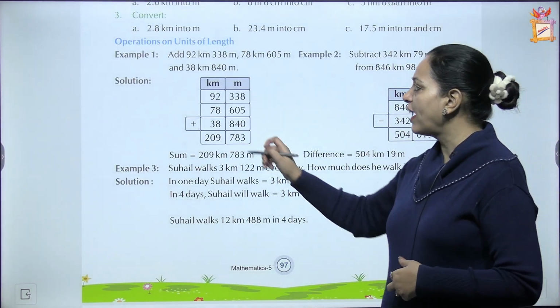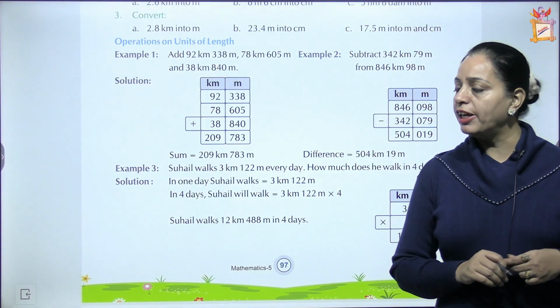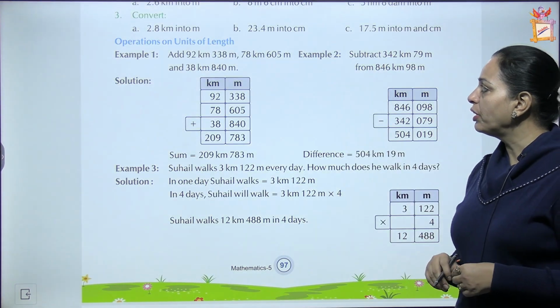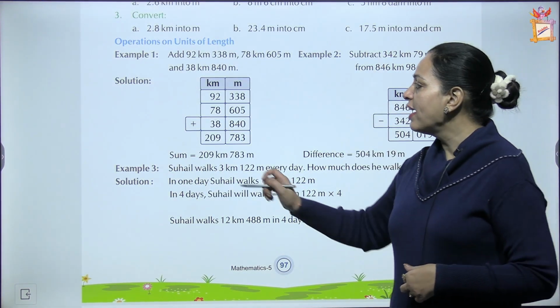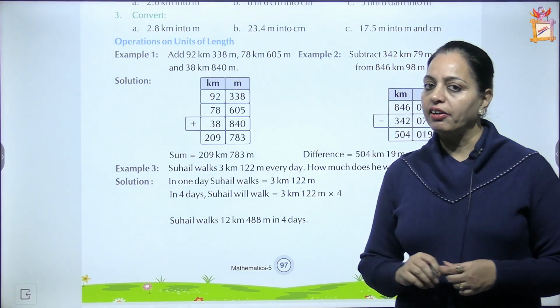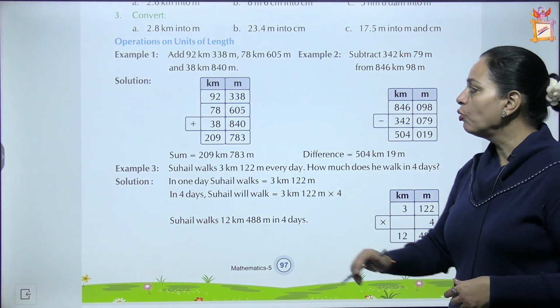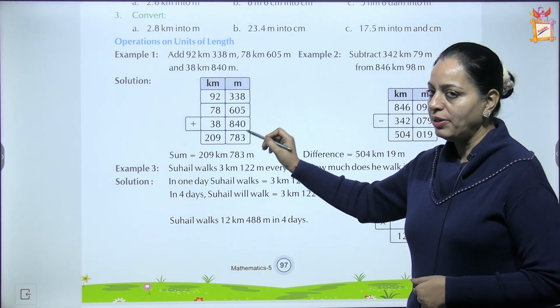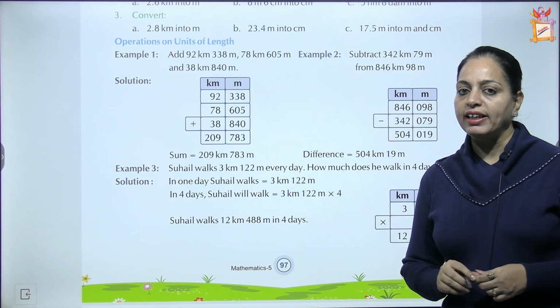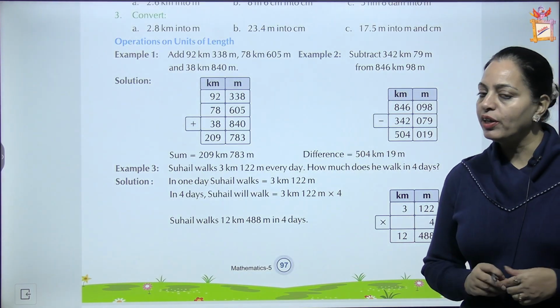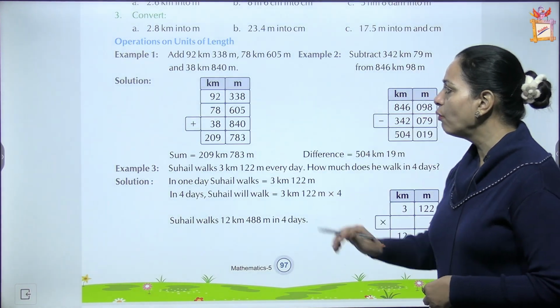Now, operations on units of length. Example 1: add 92 kilometer 338 meter, 78 kilometer 605 meter, and 38 kilometer 840 meter. So what to do? Make the columns of kilometer and meter, write the numbers, and then add them. Like simply we add the numbers. So this is the value.